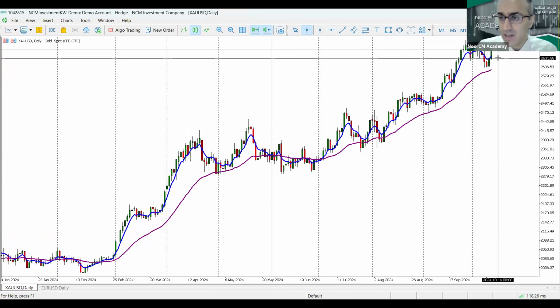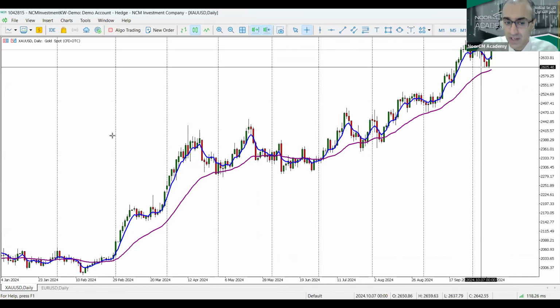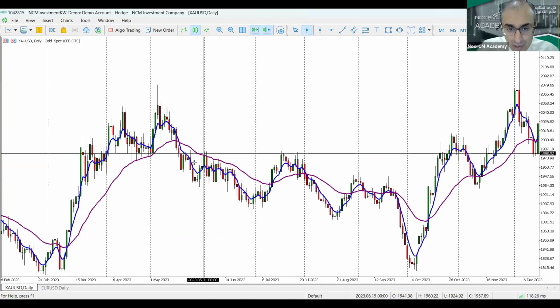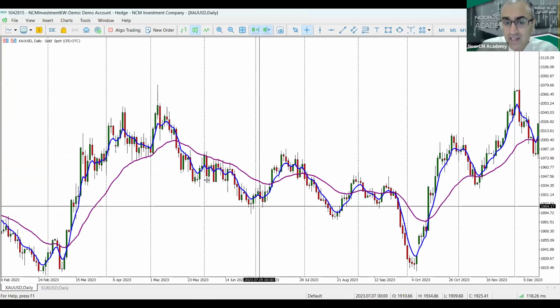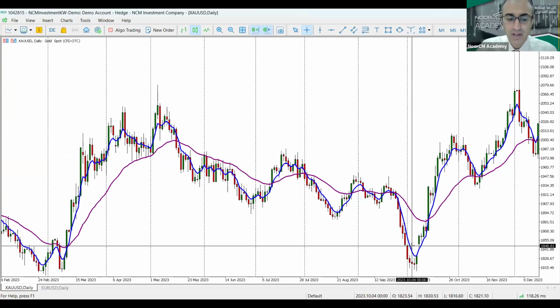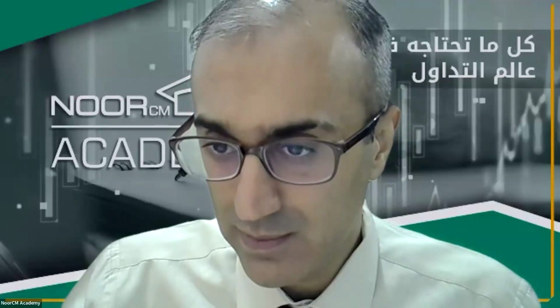If the prices on the daily chart are above your moving averages, it means you are still in an uptrend. If the candles or the prices are below the moving averages, like in the past, it means the bias is towards the downward direction. There are many other methods available, but I am talking in perspective to the methods that were taught today. All right, I hope this is clear.